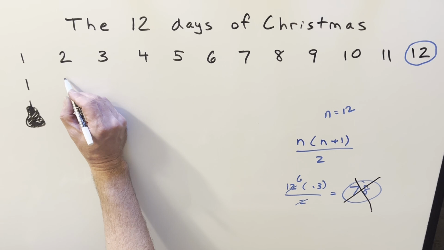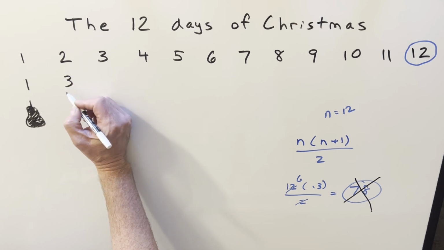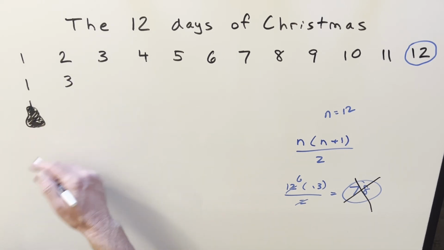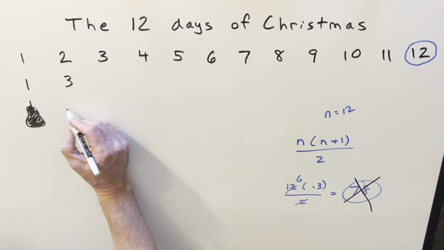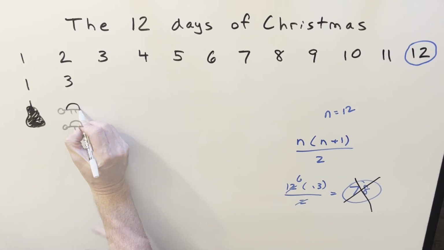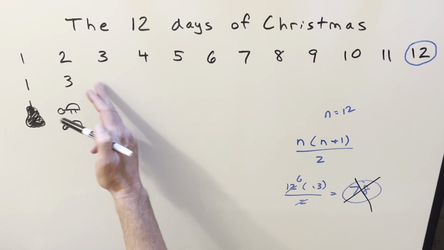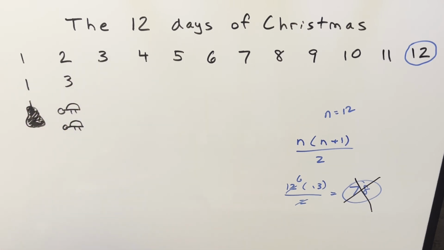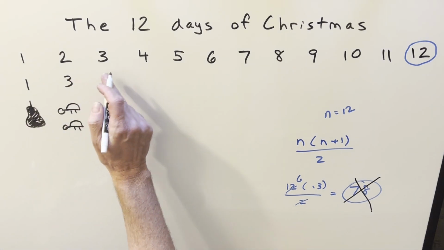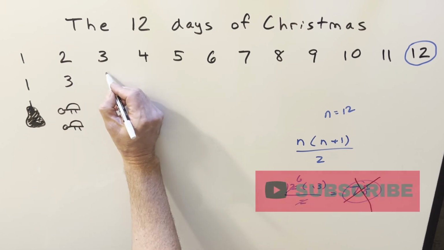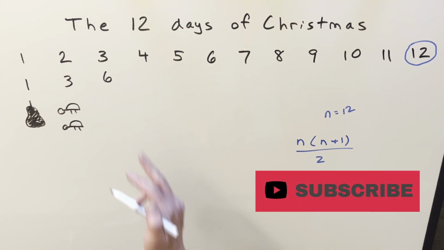So these people were getting a lot of gifts because everything you got before, you got again. So it's a ton of gifts they were getting. And on the second day, it was two turtles, I think they got. And then on the third day, they got three hens, and then they got the two turtles, and then they got the one pear. So then on the third day, you actually add 3 to this number, and you get 6. And so it just keeps going this way.